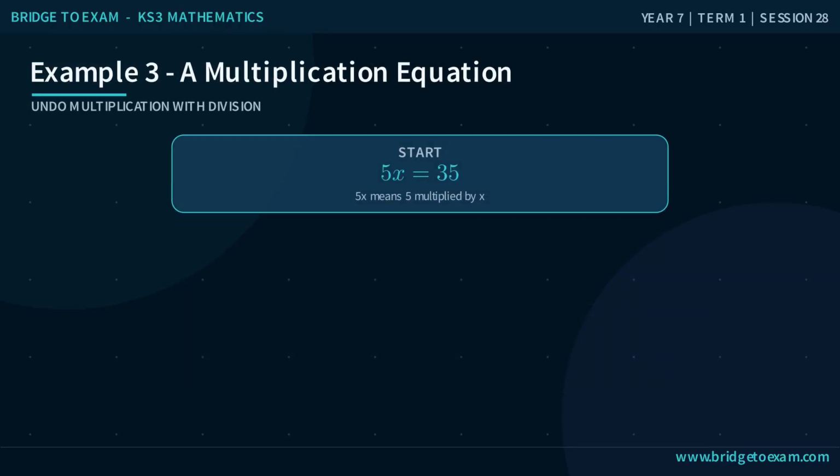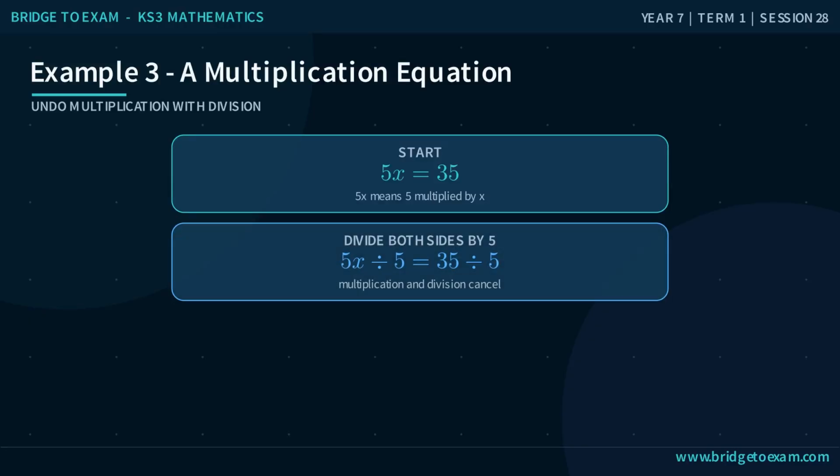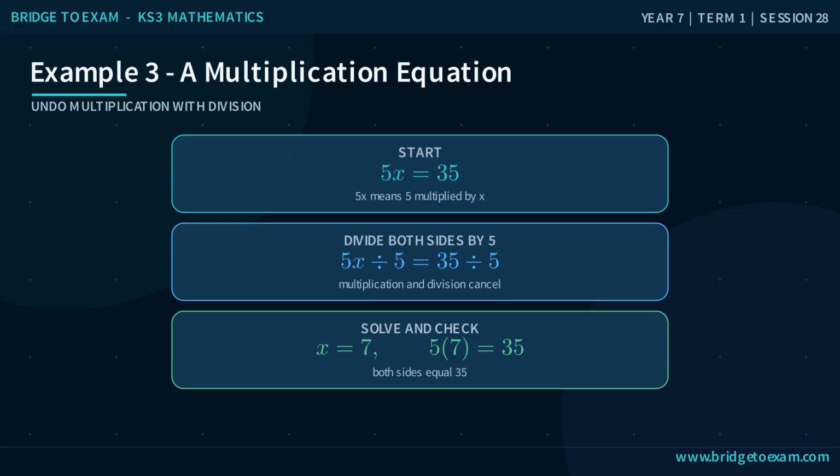Solve 5x equals 35. 5x means 5 multiplied by x. Undo multiplication by 5 by dividing both sides by 5. 5x divided by 5 leaves 1x. 35 divided by 5 is 7, so x equals 7. Check. 5 times 7 is 35.